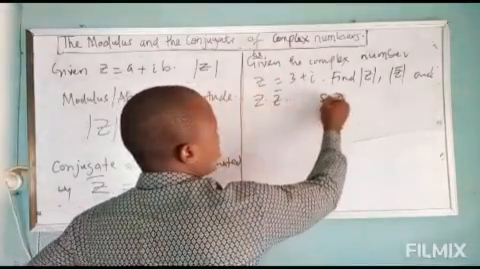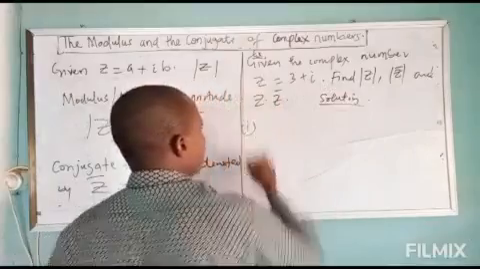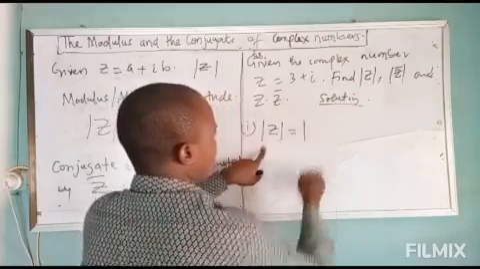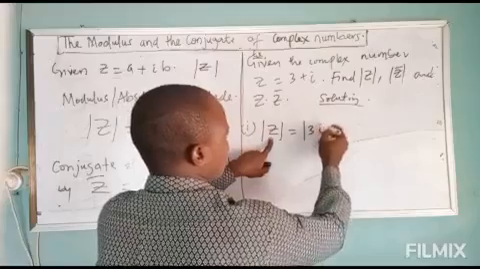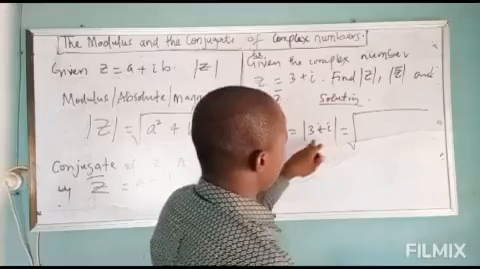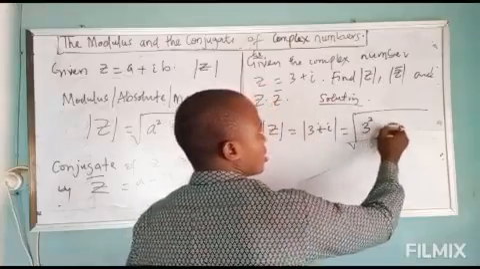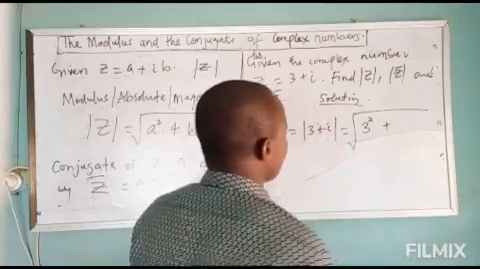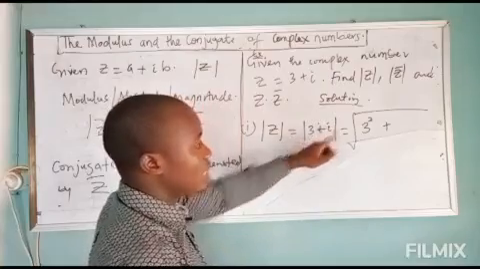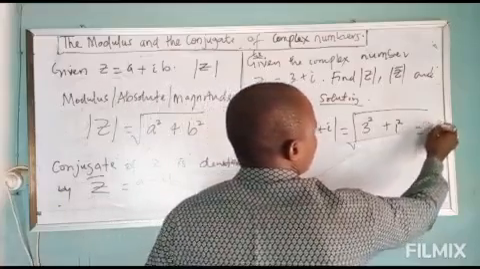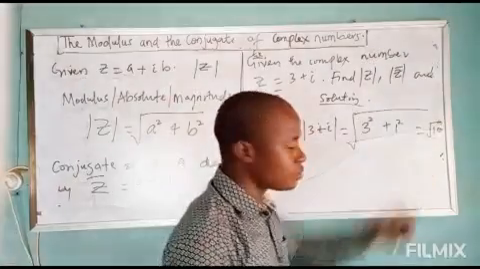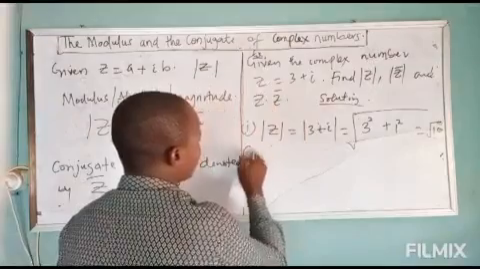So now from here, solution 1. The absolute value of z is the same thing as the square root of a squared plus b squared, where a is 3, so 3 squared, and b is the coefficient of i, which is 1, so 1 squared. That is the root of 10, because 3 squared is 9, 1 squared is 1, and 9 plus 1 is 10.